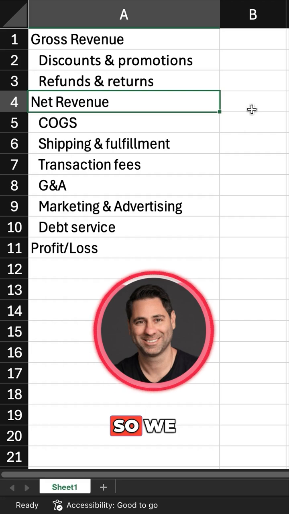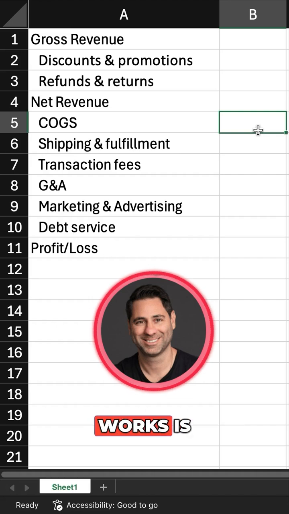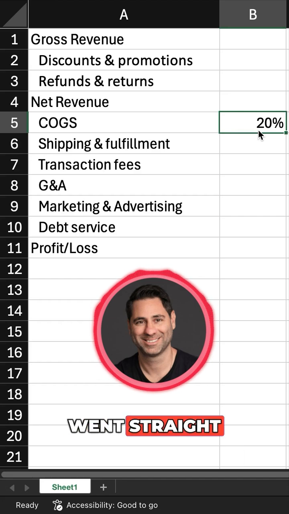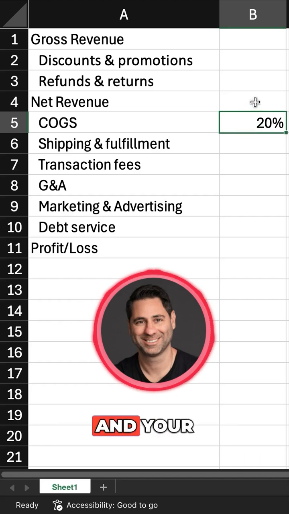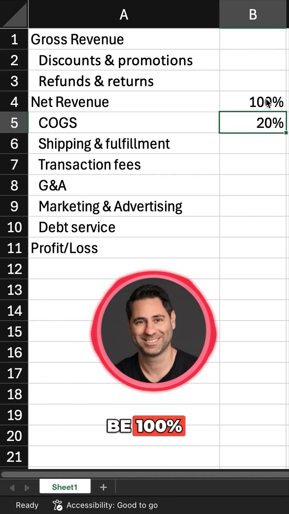Okay. So we want our net revenue to be our 100%. By the way, the way vertical analysis works is, let's say that your COGS is $20 and your net revenue is $100. So 20 divided by 100 is going to give you 20%. Okay. So you want your net revenue to be 100%.